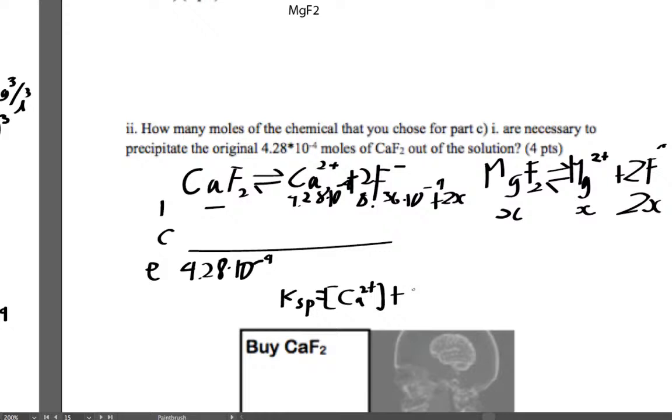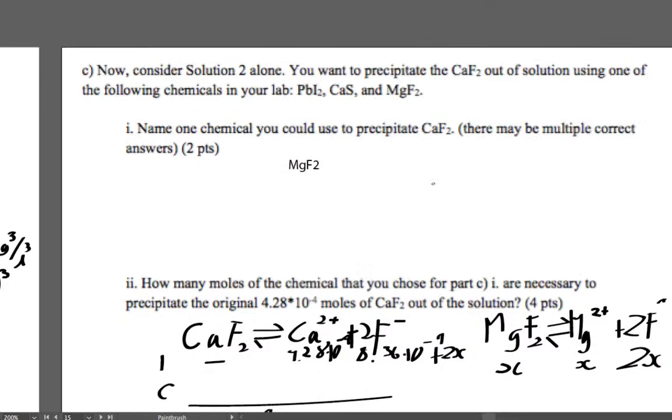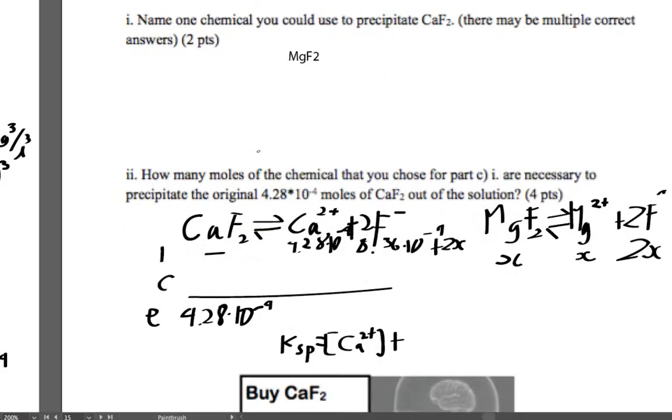Because how many moles of the chemicals that you use for part C is necessary? When you are solving this problem, you need to consider lots of these things. So this is a pretty hard question, I should say. The F minus squared. You are asked to release all of those things. So that is what makes this a little bit more hard to solve.